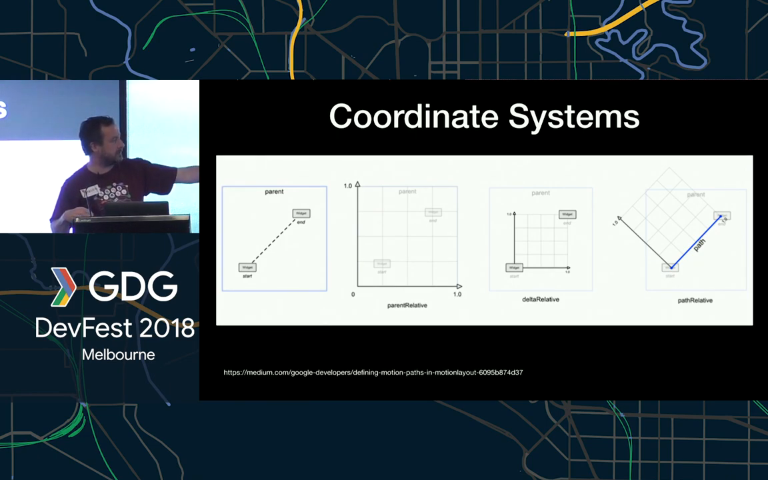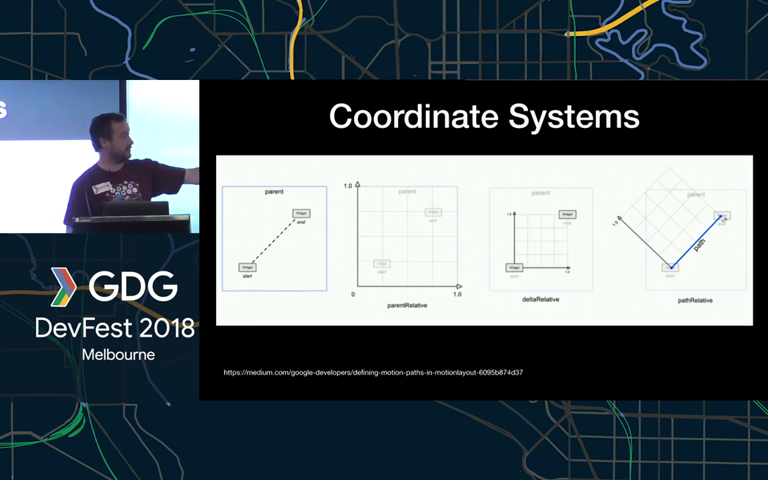The third one along is delta relative. This is going to be a value from 0 to 1, which is a reference between the start and the end position. So halfway there is halfway between the start and the end, whereas with the parent one, halfway is halfway across the screen.